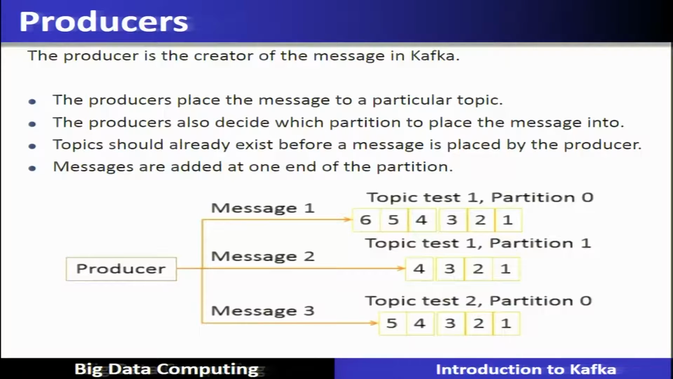In the example shown here, the producer is producing messages, and different messages are joining the different topics depending upon the topics which are to be partitioned. So the producer will add messages to different topics.